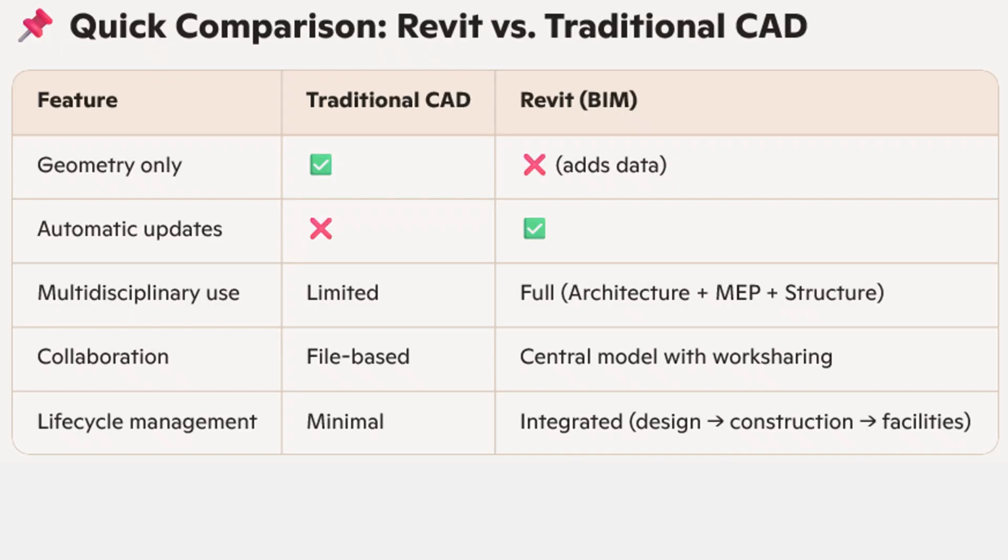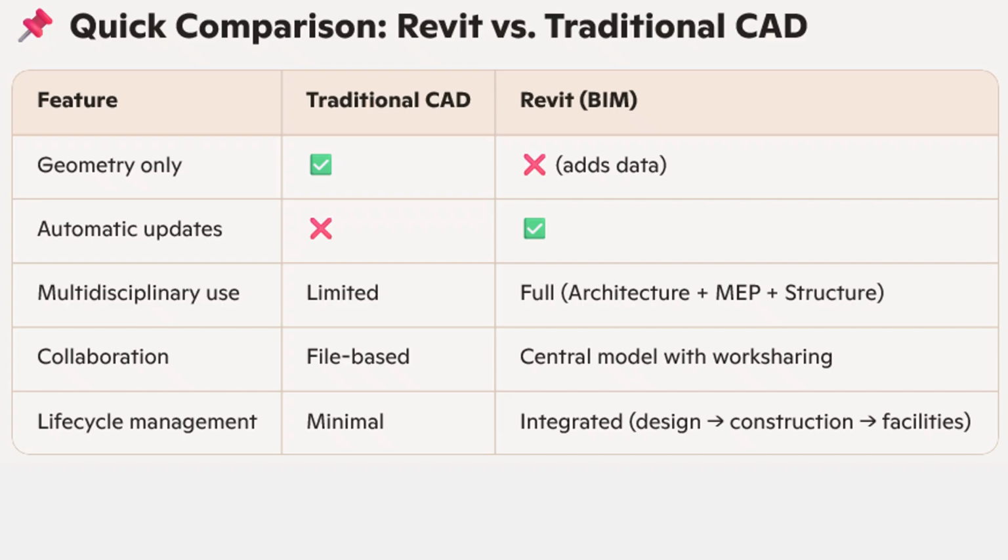Quick comparison. Revit versus traditional computer-aided drafting software. To wrap up this module, let's compare Revit to traditional computer-aided drafting software and highlight why the shift to BIM is transformative. First, geometry only. Traditional computer-aided drafting software focuses purely on lines and shapes. It's visual, but not intelligent. Revit adds data to geometry, turning drawings into smart models that carry meaning and metadata.